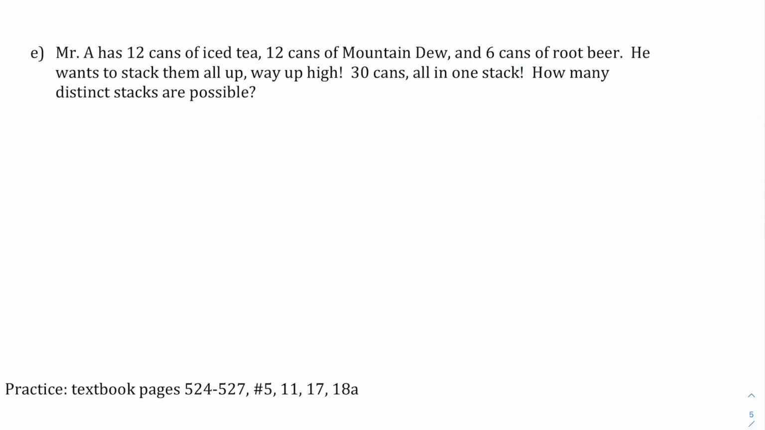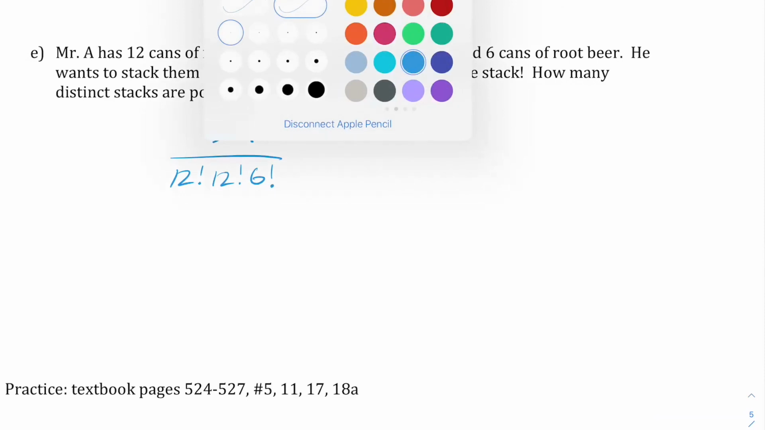I will warn you in advance, calculator might have difficulty displaying this one. We're going to have to use scientific notation to represent it, because this number is huge. So, how many stacks are possible? 12, 12, and 6 is 30. It does say we've got 30 cans, so that helps too. But there are 12 iced teas, there are 12 dews, and 6 root beers.